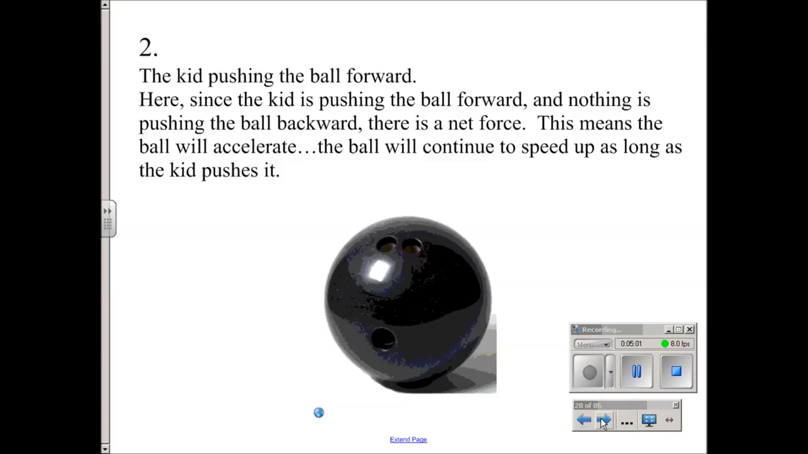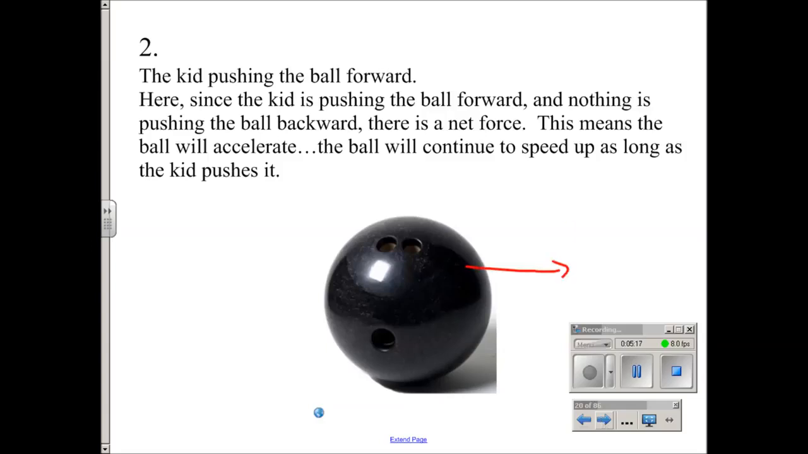Now the kid's going to push the ball, right? So this portion of the ball's motion only lasts for a split second. We're talking here about the brief time interval while the kid's hands are physically in contact with the ball. All right, so the kid's going to push the ball.